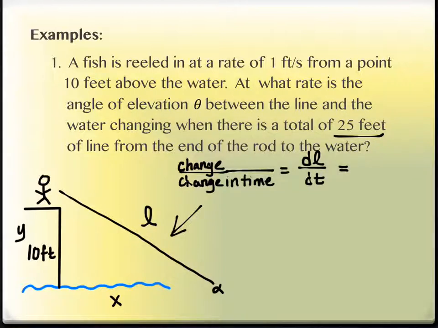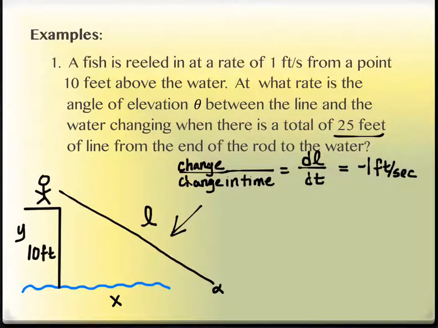And we know that dL/dt is actually 1 foot per second. Now, let's pause for just a second. Is it positive 1 or is it negative 1? It's actually negative. Why? It's being reeled in. Yeah, that distance is decreasing, so it is a negative 1 foot per second. All right.